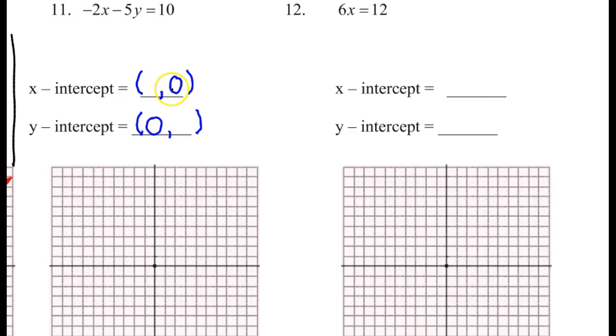Okay, so first one, plug in 0 for y. So negative 2x minus 5 times 0 equals 10. And again, this part with the 0 ends up equaling 0. And we have negative 2 times what is 10? And divide by negative 2. So 10 divided by negative 2 is negative 5. So we got negative 5, comma 0. So go to the center, go left 5, 1, 2, 3, 4. And there's the x-intercept.